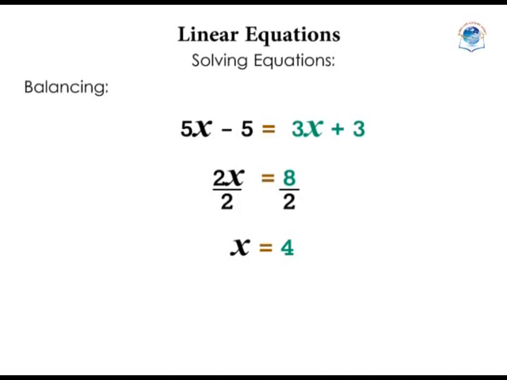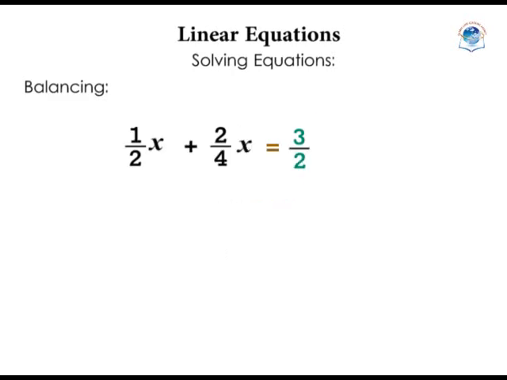But the problem comes with complicated fractions. For example, a half x plus 2 over 4x is equal to 3 over 2. The best and the fastest way is to find the LCM of the denominators, and then we multiply each term with that LCM. That way, you will remain with the denominators alone. And so the LCM of 2, 4, and 2 is 4. So we multiply each item by 4.